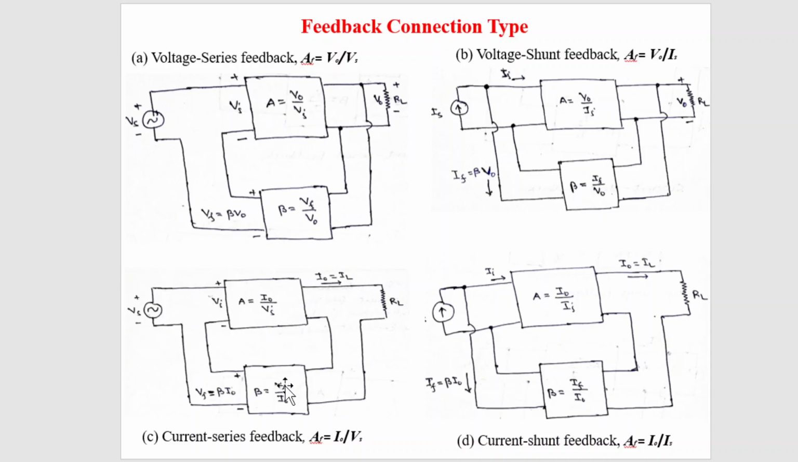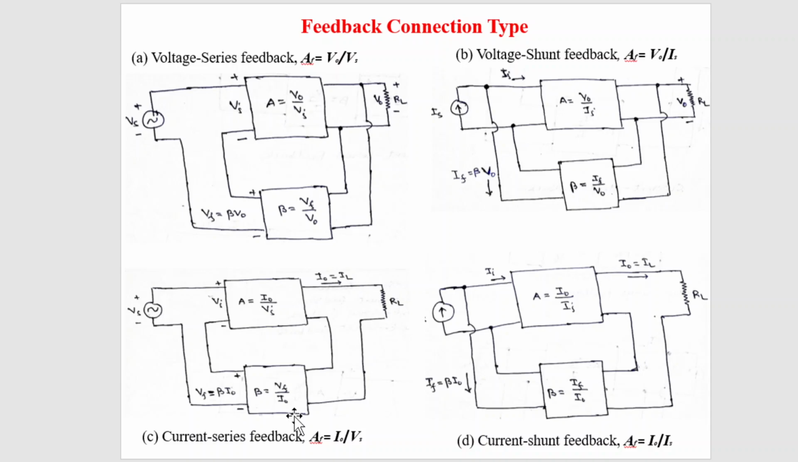So the feedback value beta should be the feedback signal divided by the output signal. Here the feedback signal is voltage, VF, and the output signal is current. So beta will be equal to VF upon IO. Here the gain is current upon voltage, and in case of feedback beta we have voltage upon current. That is the difference.